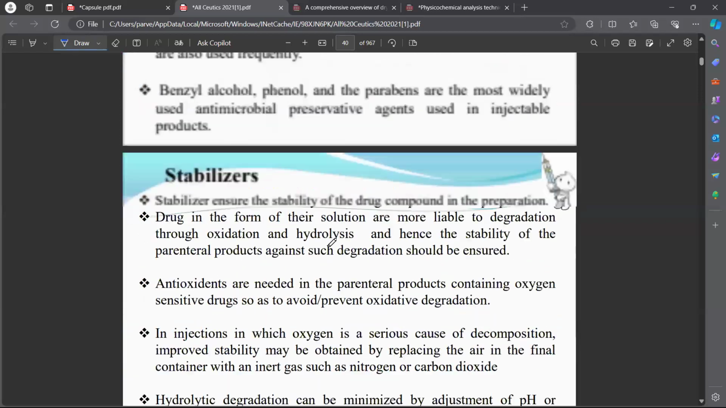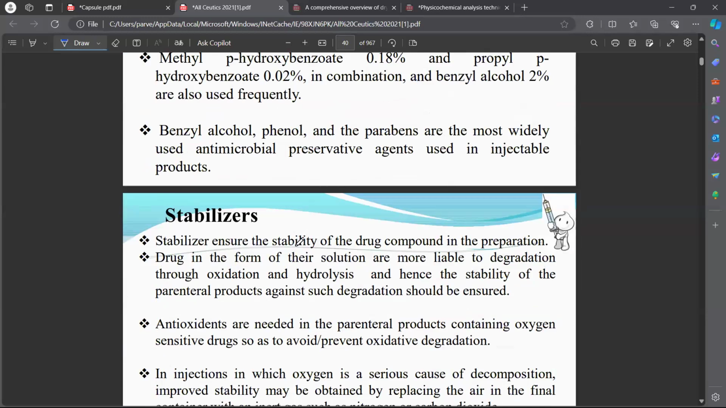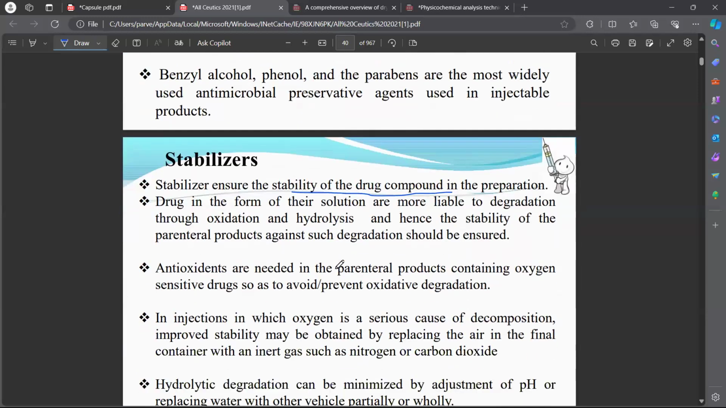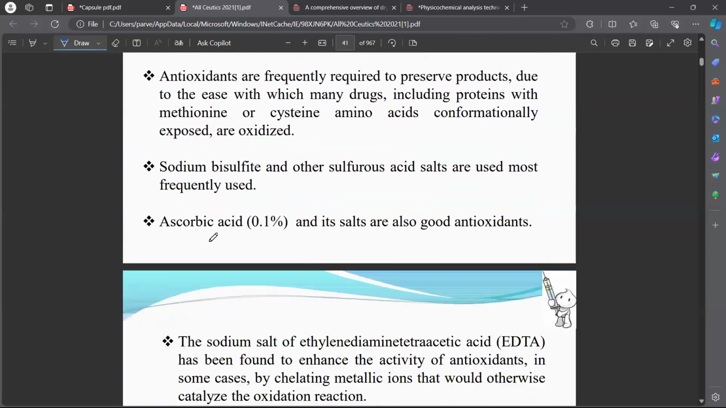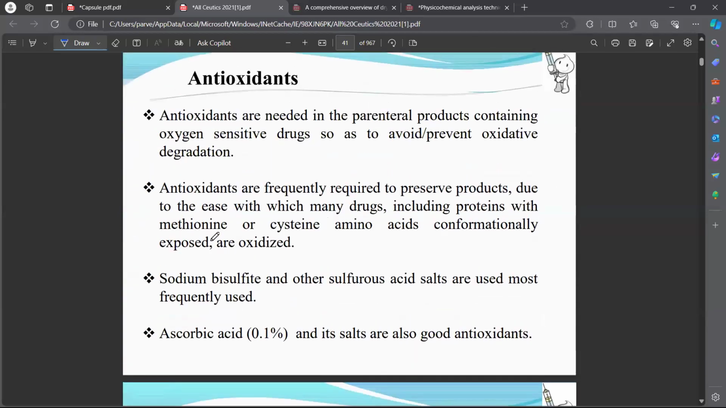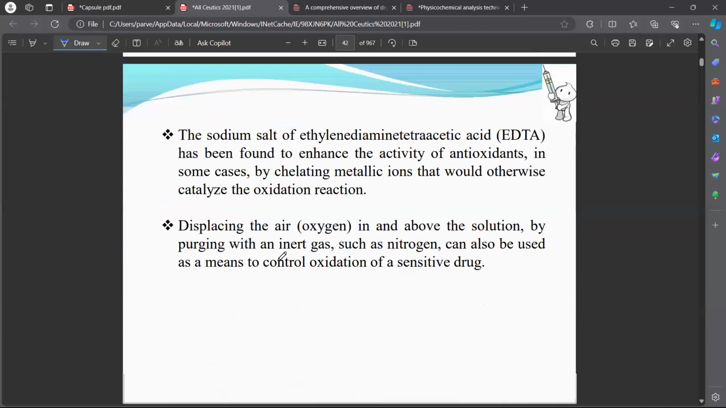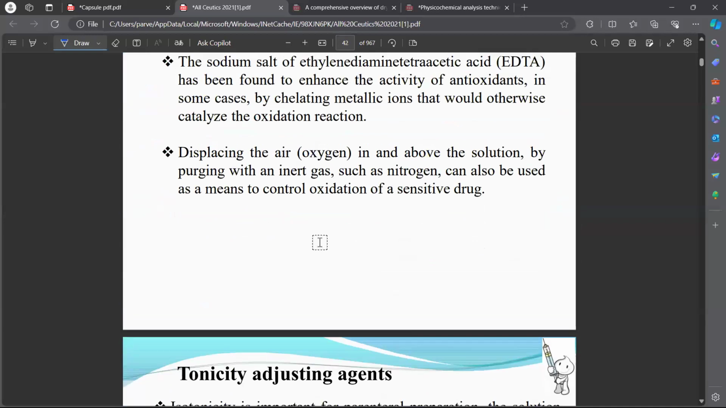Next, stabilizers are used to ensure the stability of the drug compound in the preparation. As we know, a drug in solution form is more prone to degradation than a drug in solid form. Next, antioxidants are also used. Generally, the antioxidant class is divided into four.